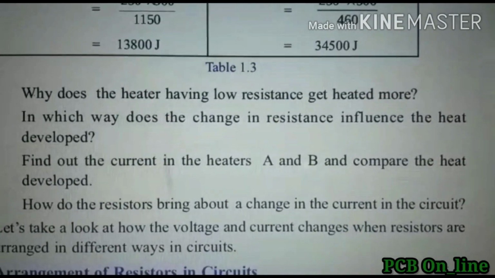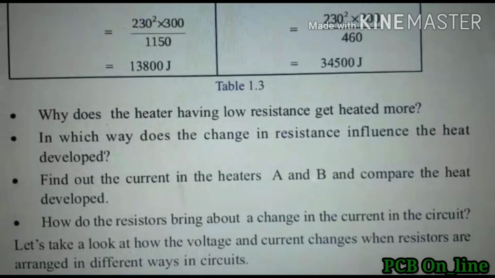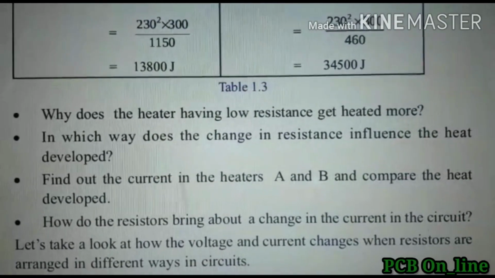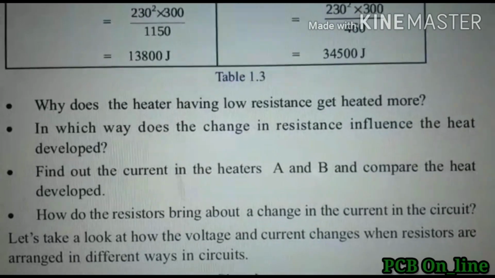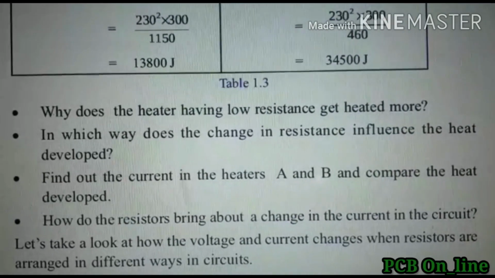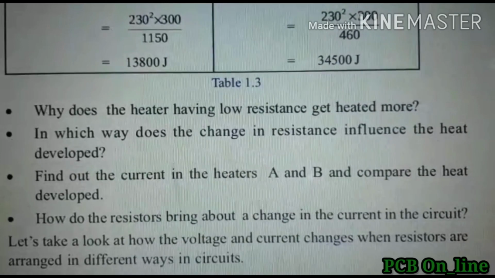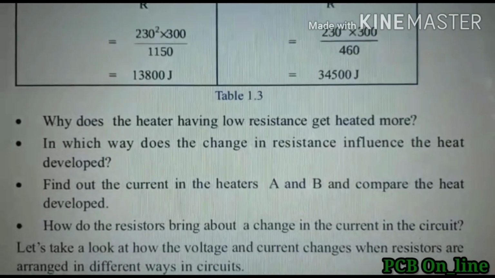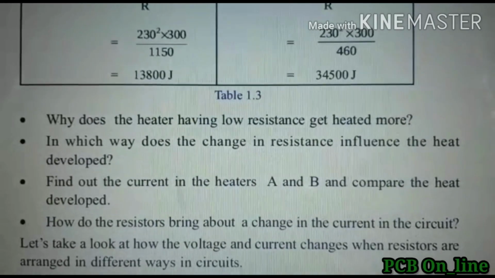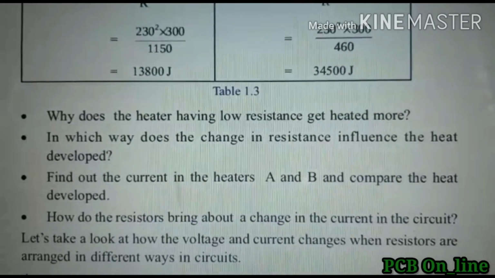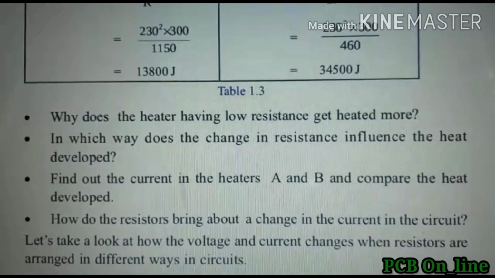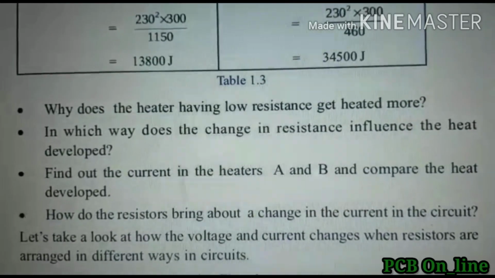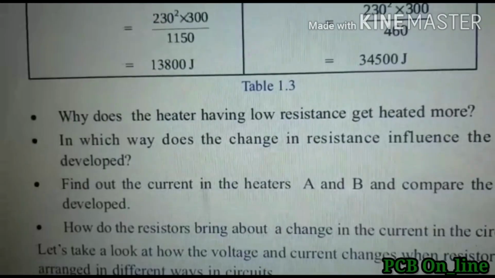And the third question: find out the current in heaters A and B and compare the heat developed. You can do that as homework. Current can be calculated by using the equation I is equal to V divided by R. Here V is given as 230 volt and R is also given for each heater. So find the value of current and comment it below.